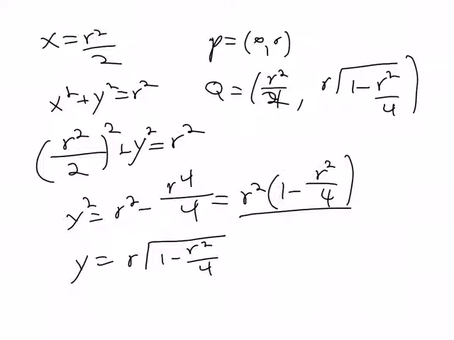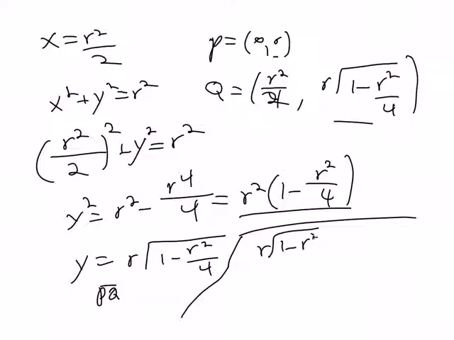So now the slope of our line PQ is going to be this minus that, so r times the square root of 1 minus r squared over 4, minus r, divided by this minus that, so r squared over 4 minus 0. This is equal to m.